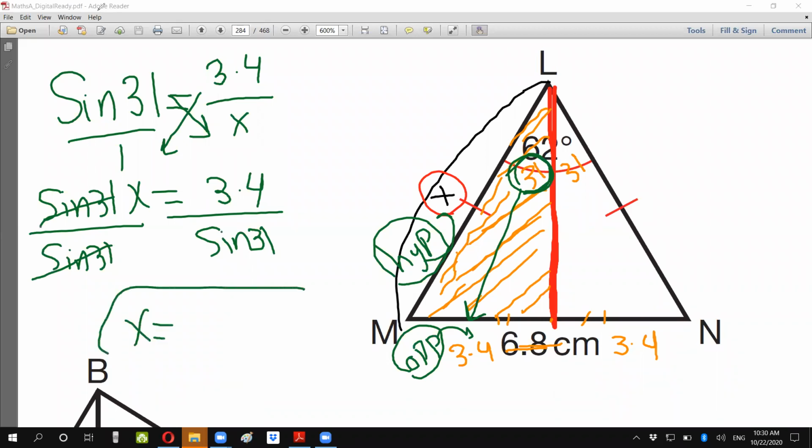I will see on the calculator. 6.60. Centimeter or meter? Centimeter. This is for x, or LM. Is it clear? Clear.